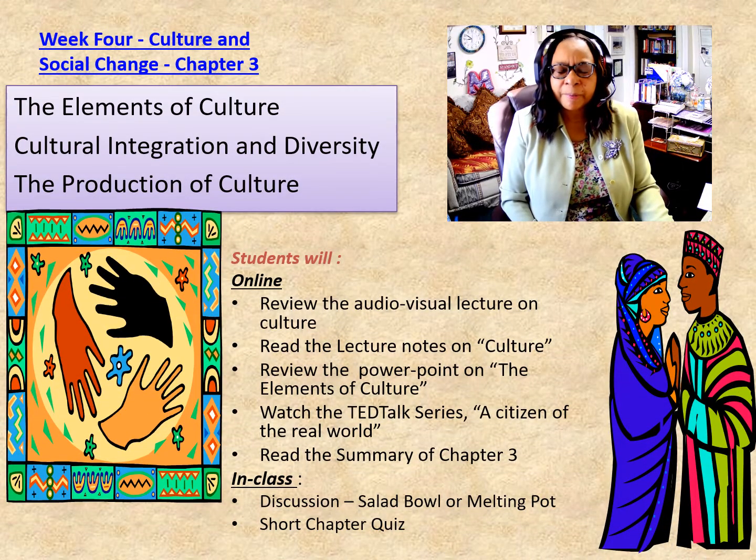For week 4, we will look at culture and social change. This is from chapter 3 of your textbook. Here, we'll look at the elements of culture, cultural integration and diversity, and the production of culture. Students will review the audiovisual lecture on culture, read the lecture notes on culture, review the PowerPoints on the elements of culture.